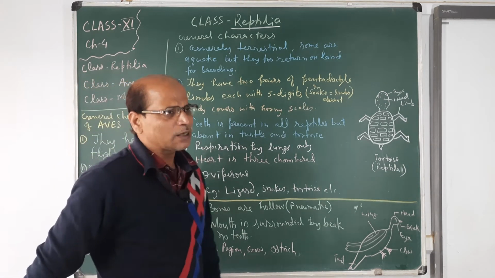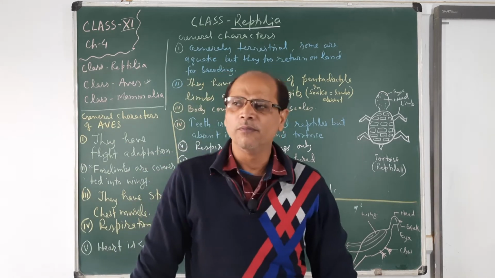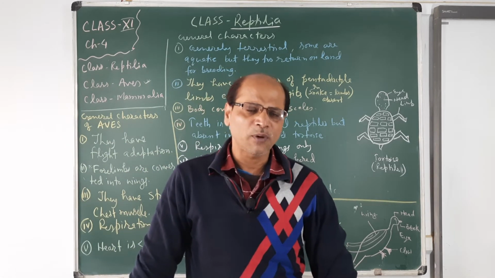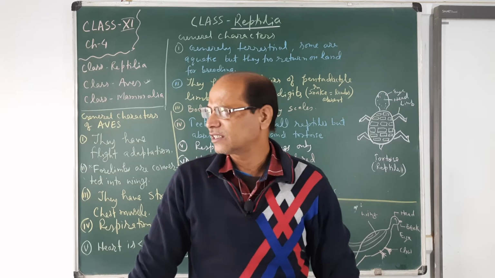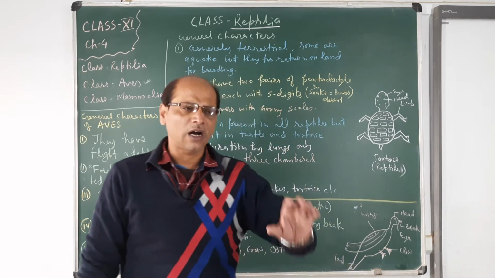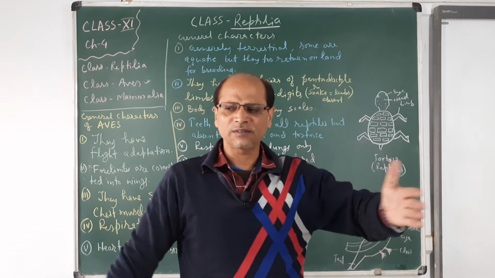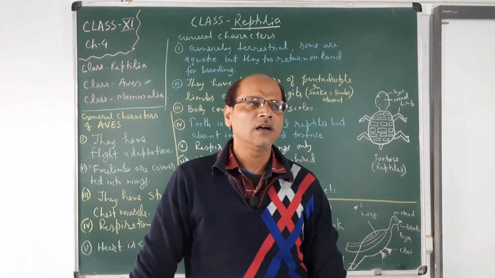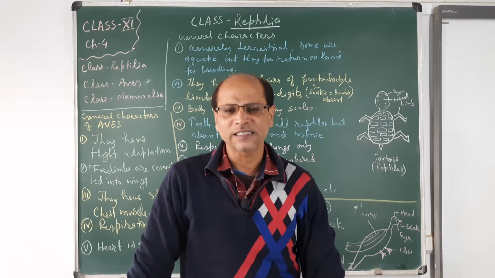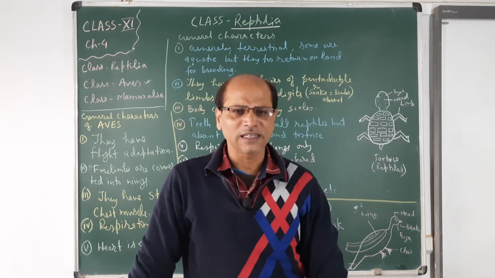So flight adaptation makes them able to fly. Their body shape is streamlined. A streamlined body means from the front and from the back both have a pointed end, and we can say they have a boat shaped body.